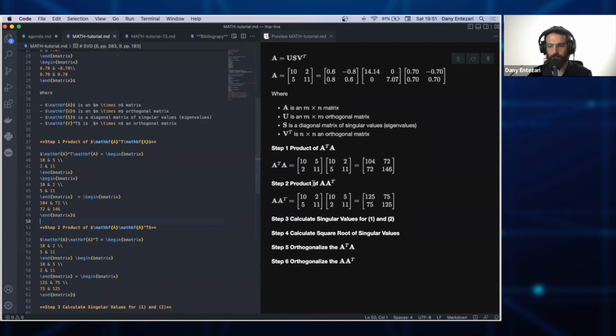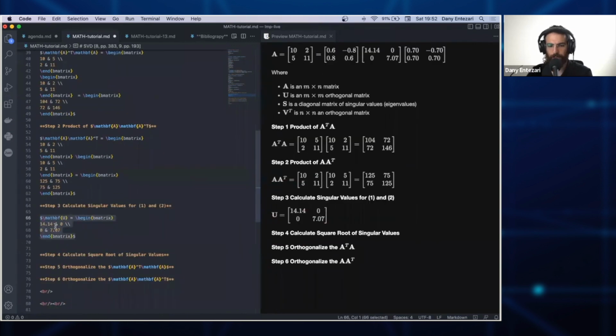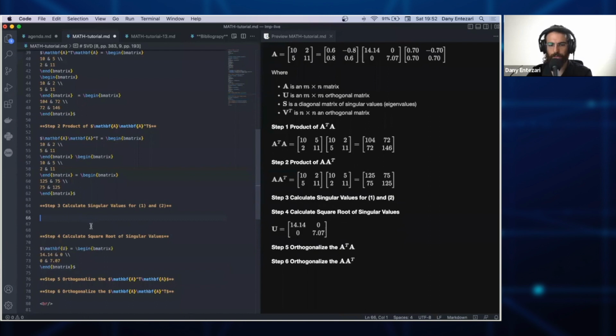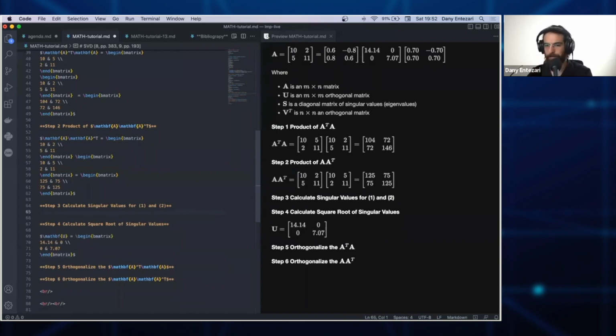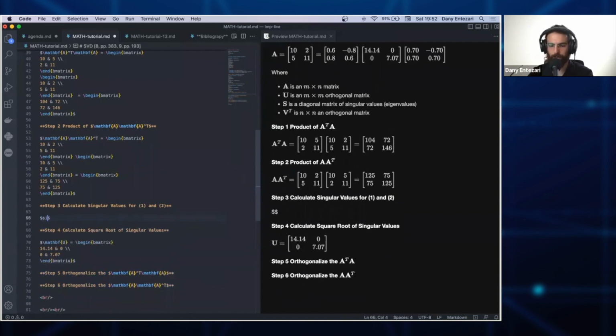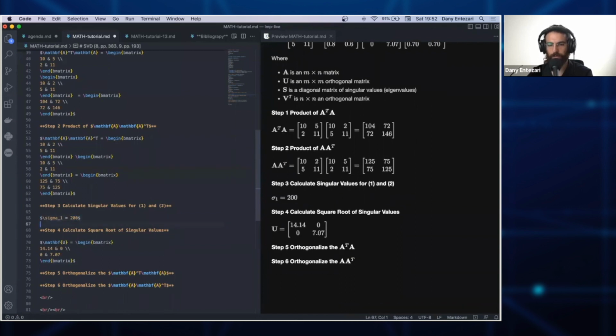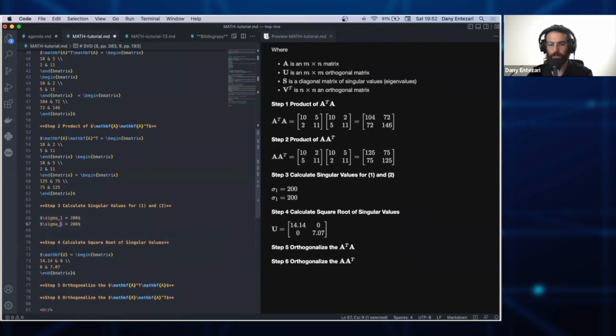So we get this matrix. This is actually step 4, right? Step 3 is just sigma 1 and sigma 2. So sigma 1 we said was equal to 200. Sigma 2 was equal to 50. Then for number 4, we just take the square root of those sigmas. So let me just add another matrix.